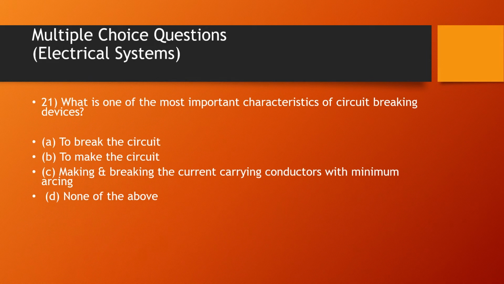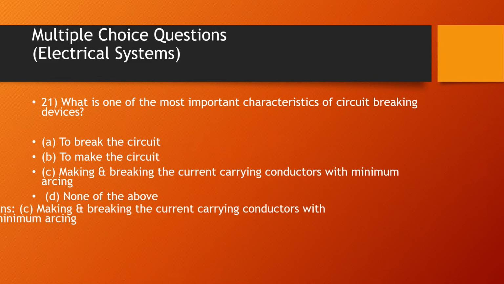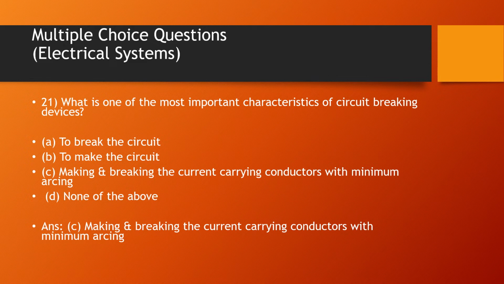Now coming to the next question, what is one of the most important characteristics of circuit breaking devices? Option A is to break the circuit. Option B, to make the circuit. Option C, making and breaking the current carrying conductors with minimum arcing. Option D is none of the above. And the answer to this question is option C, making and breaking the current carrying conductors with minimum arcing.